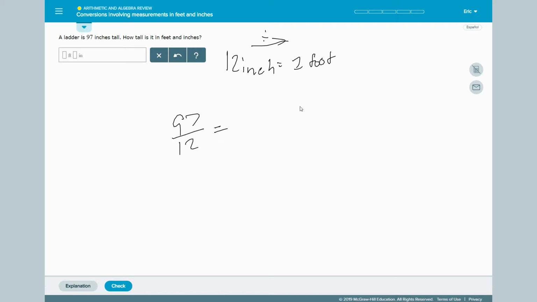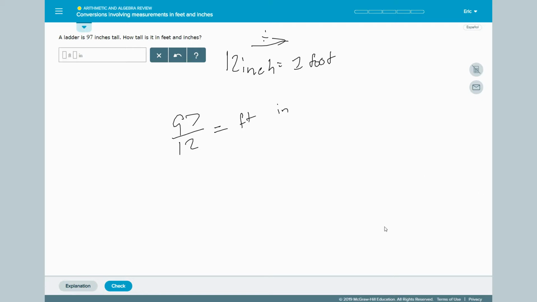Whatever we get, the, what is it called? There's quotient, there's dividend, divisors. The quotient is going to be our feet, whereas the remainder is going to be our inches. You see that grayed out calculator? You're going to want to do long division. Why? Because if you, actually, let's do it this way.